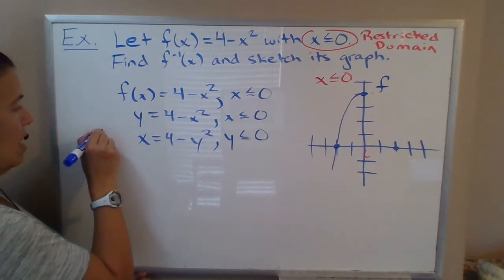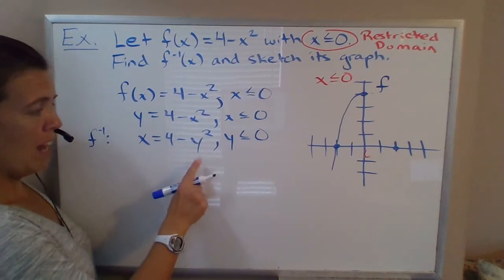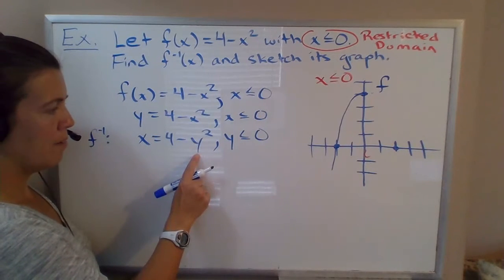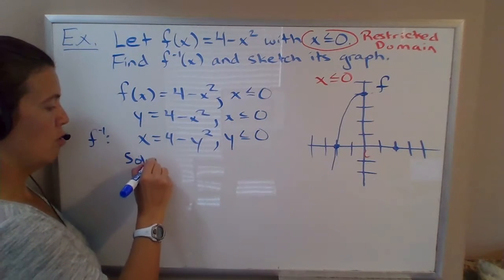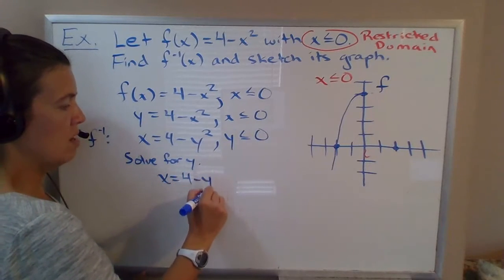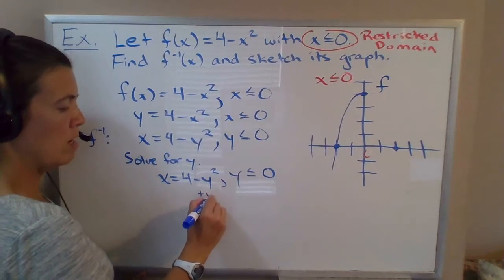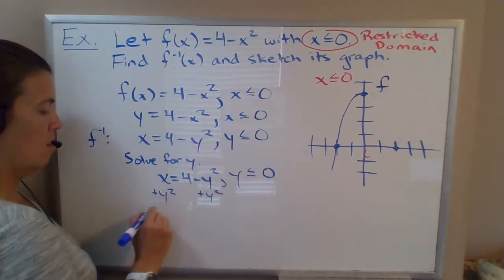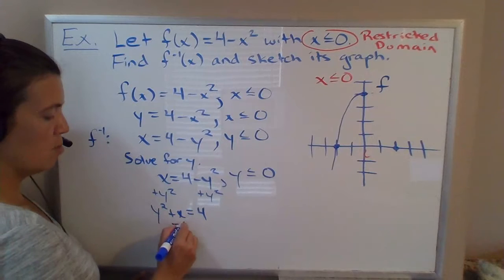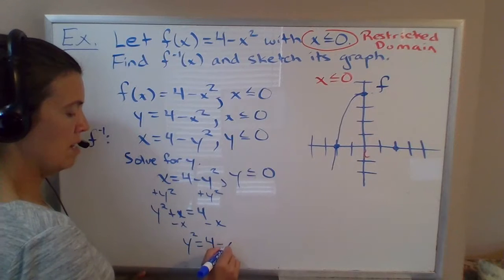Now that we've swapped x and y, we're actually dealing with the inverse function at this point. But we want to have that function written as a function of x. We want it solved for y. So now the task is to solve for y, isolate y. I'm going to rewrite this equation down here. To isolate y, I'm going to add y squared to both sides. So I have y squared plus x equals 4. And then subtract x from both sides. So y squared equals 4 minus x.